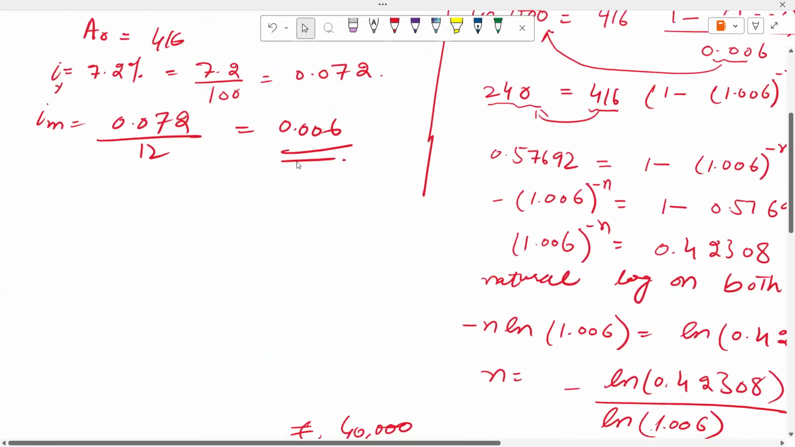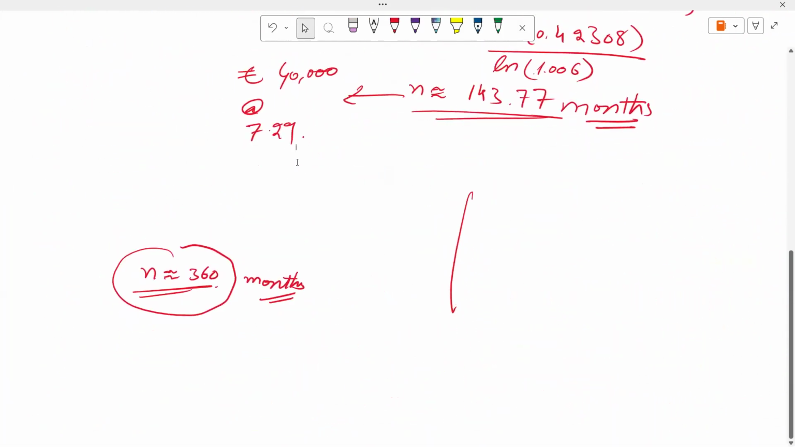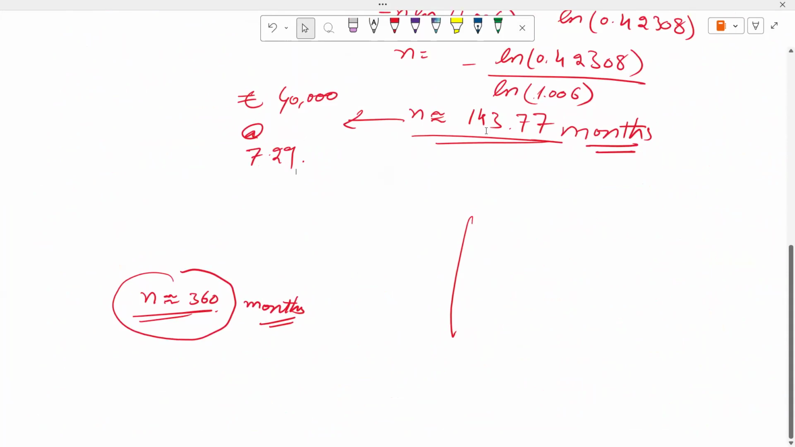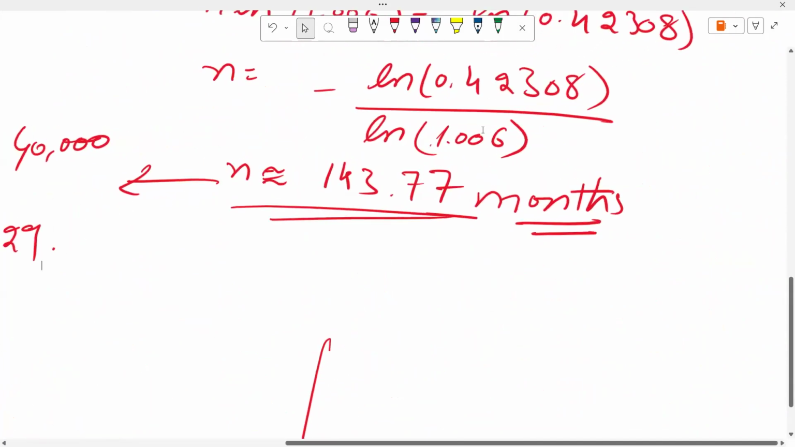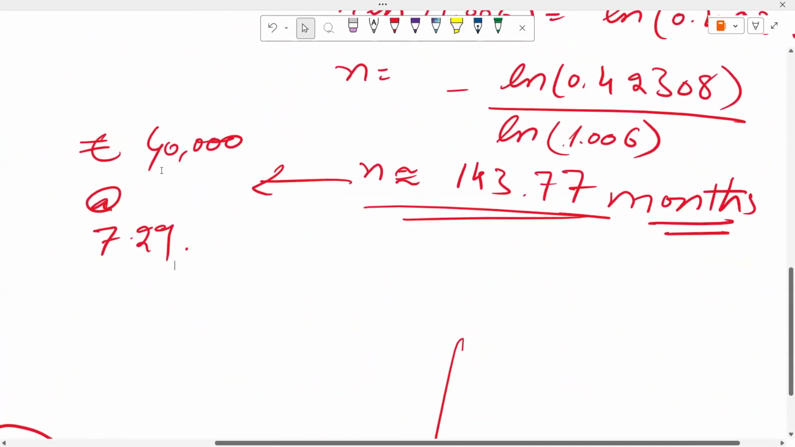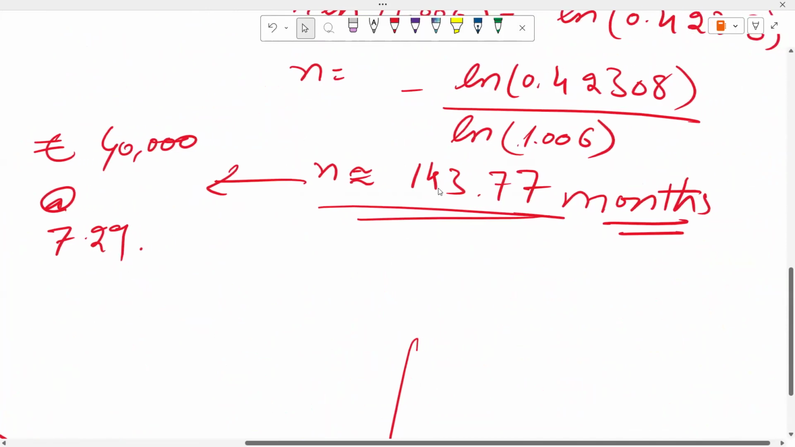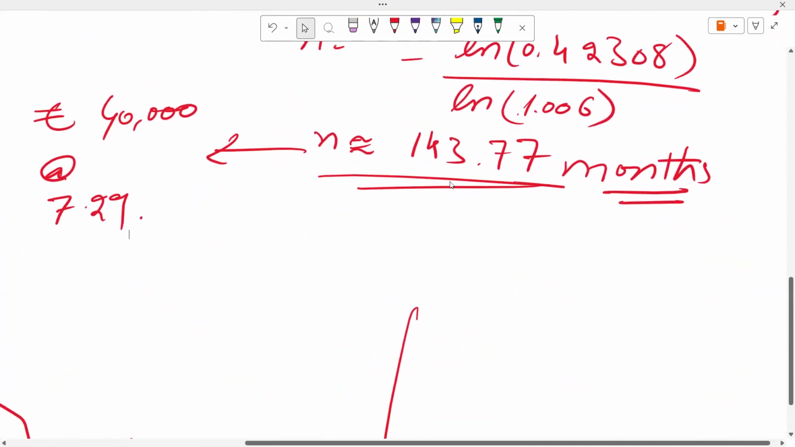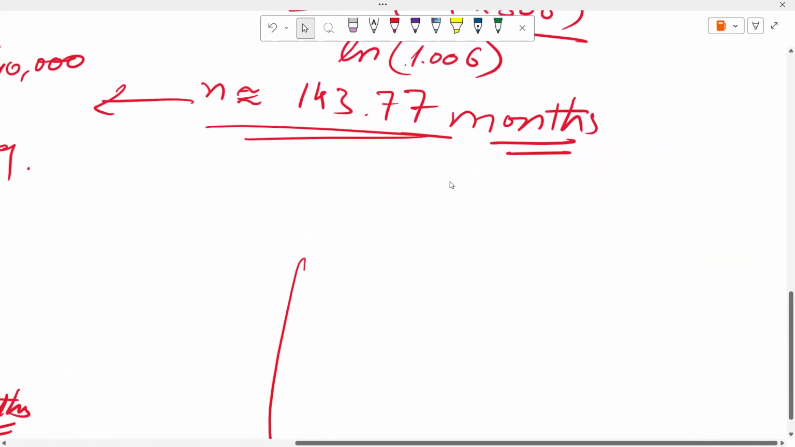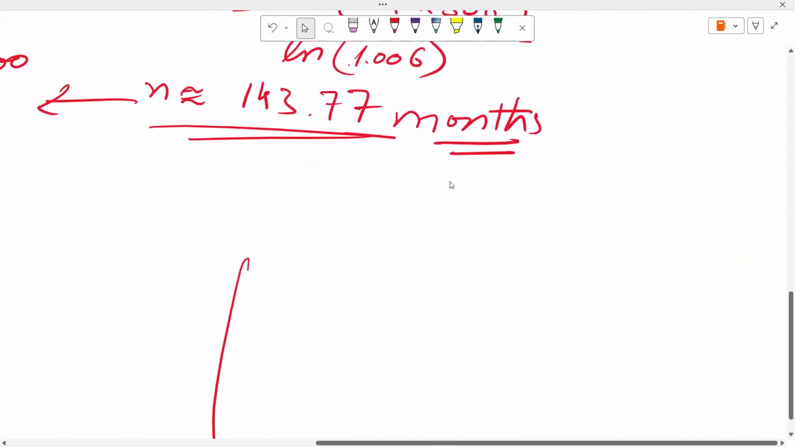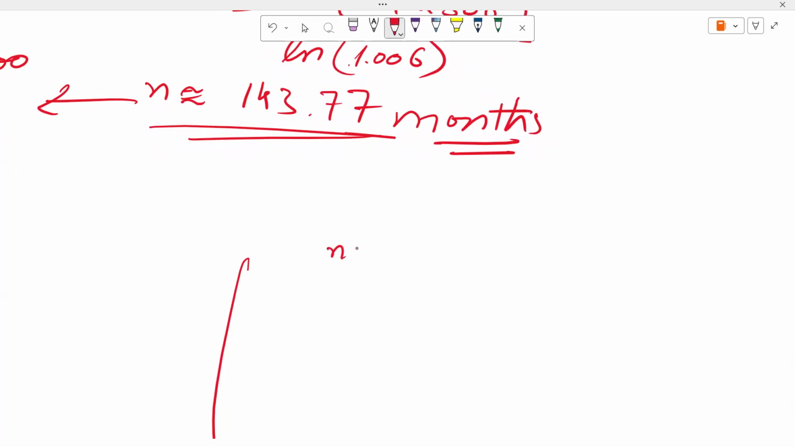Right. So what I'll do, I would have to pay 416 euros every month. And how many months do I have to do this in order to get rid of this loan? I'll have to pay it for 143 or approximately 144 months. But I've already paid for 72 months. So what I can do is take away these, the remaining months. I'm going to find the remaining months that I need. I still need to pay 416 euros after 6 years.